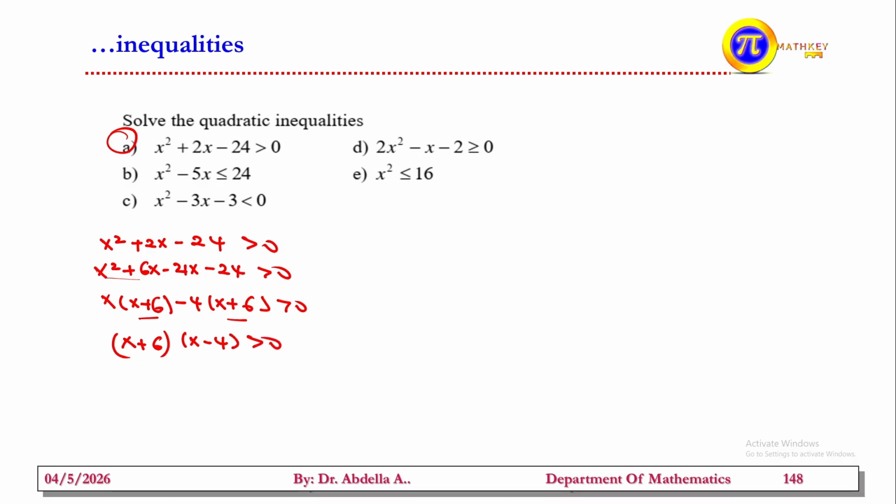As you are familiar, and as I told you before, a times b is greater than 0 when a is greater than 0 as well as b is greater than 0, or a is less than 0 at the same time b is less than 0.